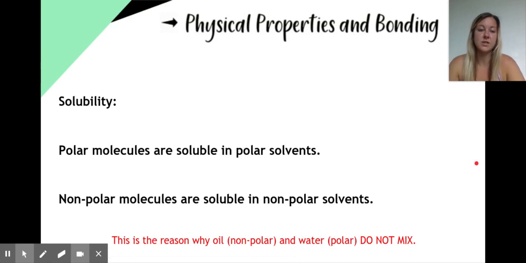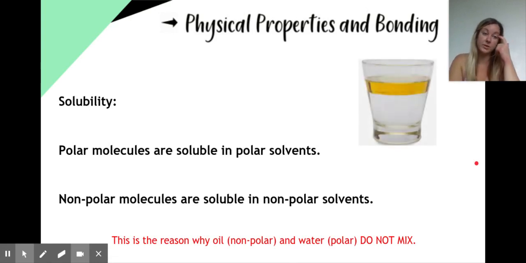So this is the reason why oil and water don't mix. Oil is a long chain hydrocarbon. It has carbon to hydrogen bonds, which we know are non-polar. So it's a non-polar solvent. It's not going to mix with something that's polar like water because they are completely opposite types of substance.